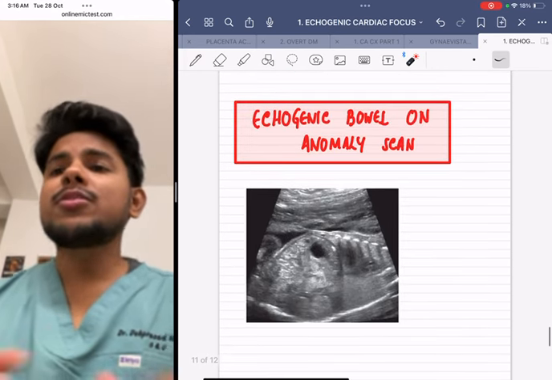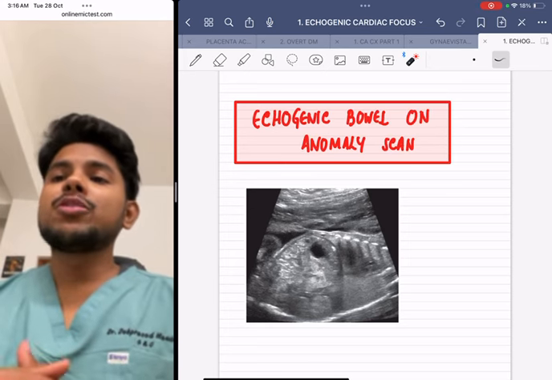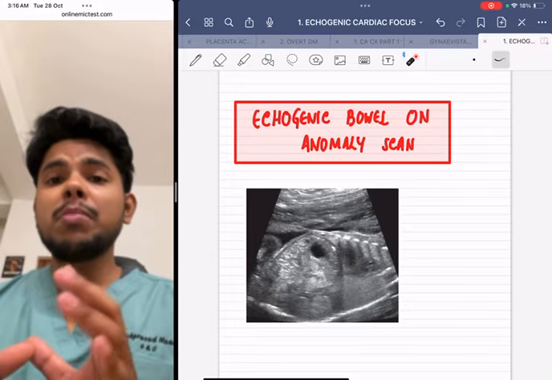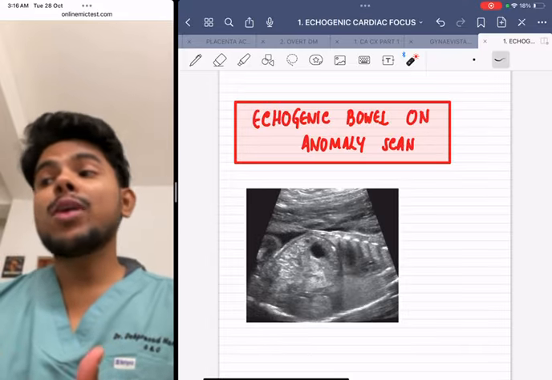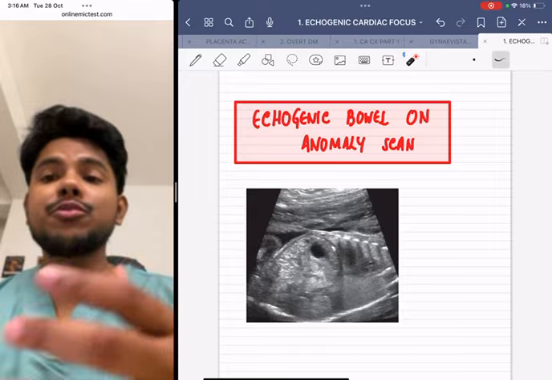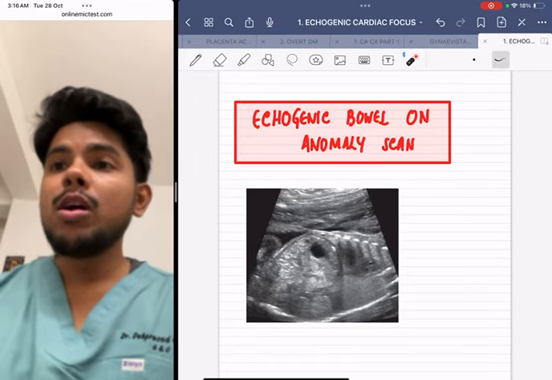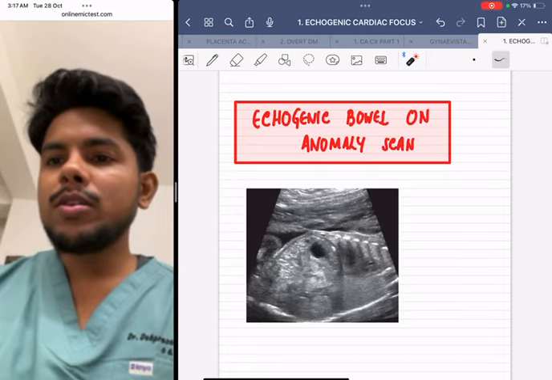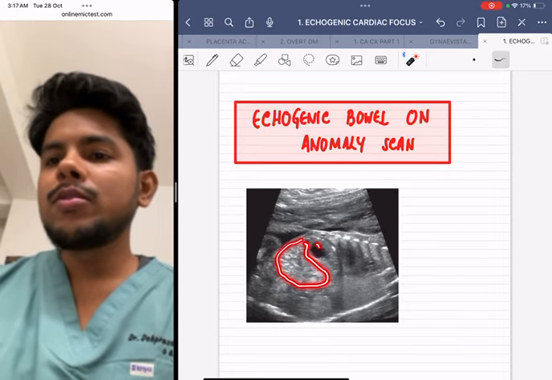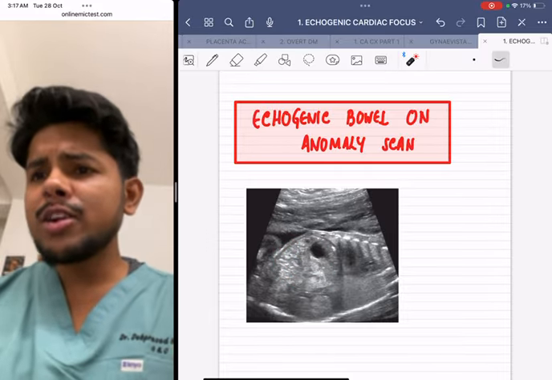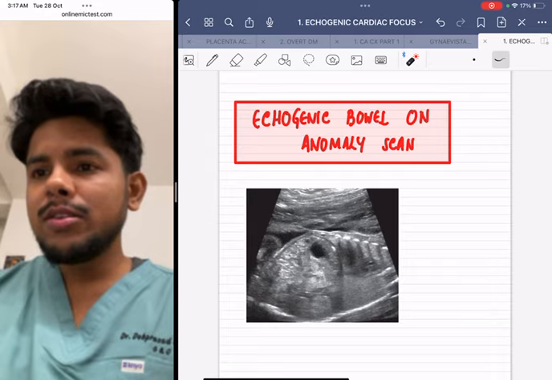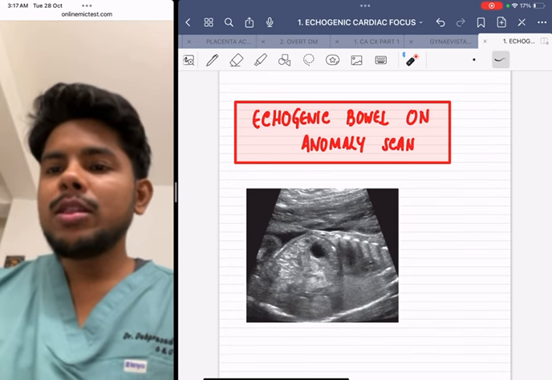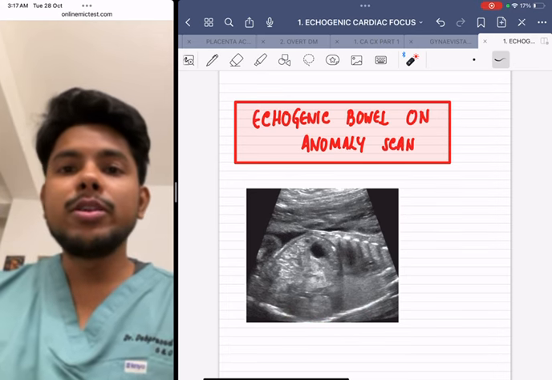Right? Similarly, just to touch on the topic, echogenic bowel. Okay, it's also another soft marker for Down syndrome, where the bowel loops look very white, as white as the surrounding bones, or sometimes even more. So in this picture, can you see this? This is the echogenic bowel loops here. This is the gastric shadow. Okay, and this is the fetal spine. Can you see the bowel looks as white as the fetal spine.